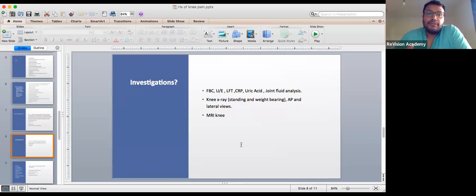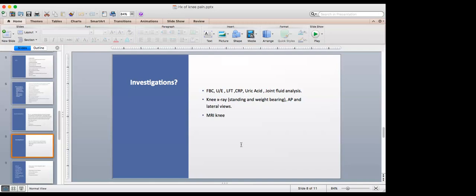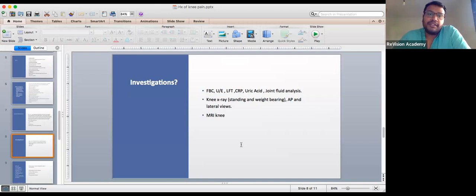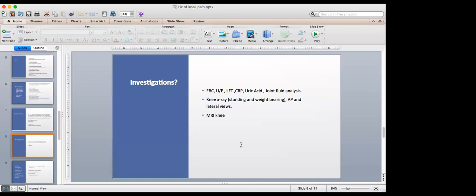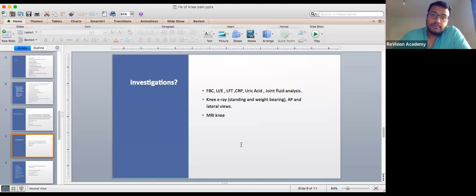When it comes to hematological tests, I would say full blood count. Don't abbreviate, always say the full name. So: full blood count, urea and electrolytes, liver function test, CRP, group and save, uric acid, joint fluid analysis. Then rationalize why you're doing each test. You mentioned full blood count for septic arthritis, which is good, but uric acid could be for gouty arthritis. You can also do a serum calcium level for pseudogout.